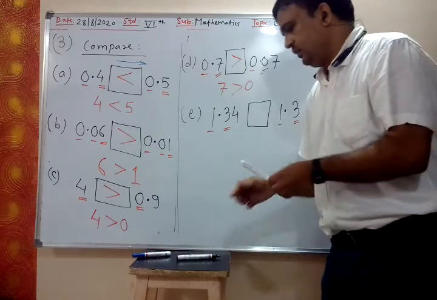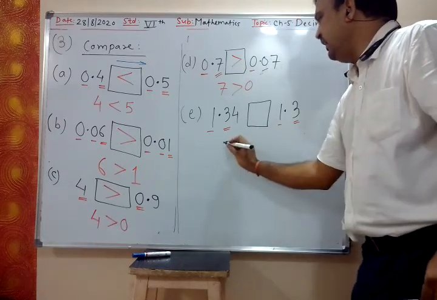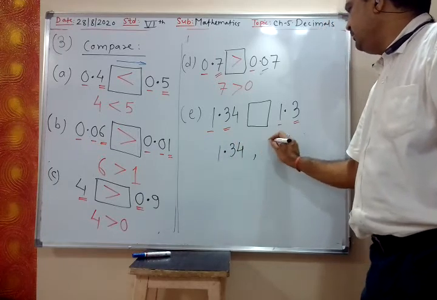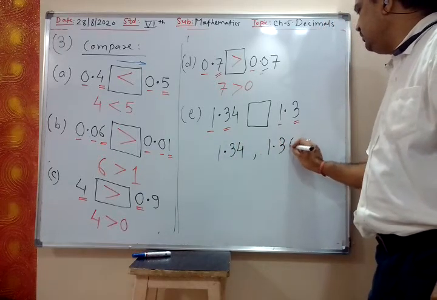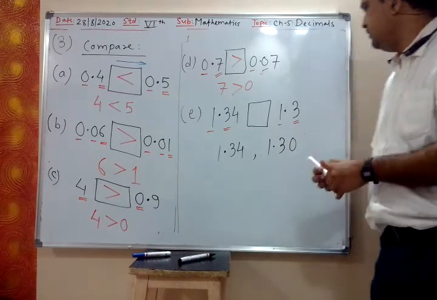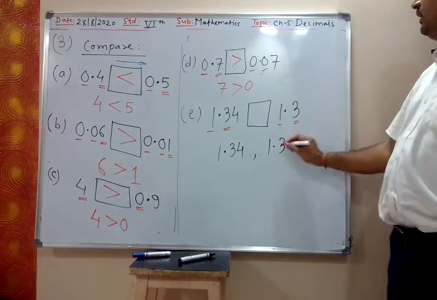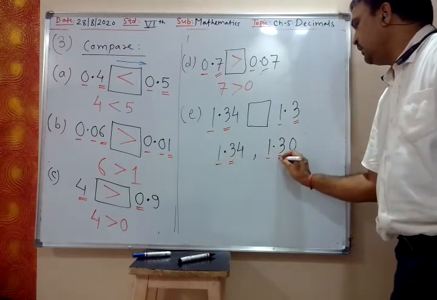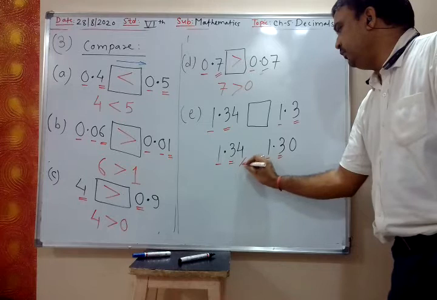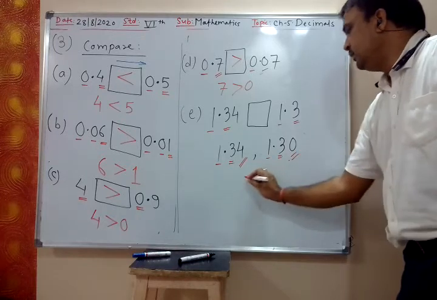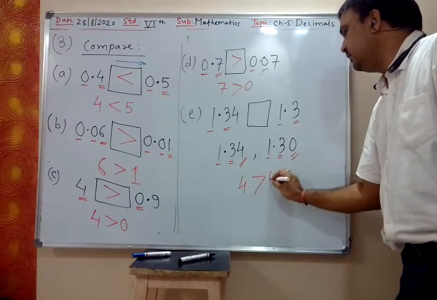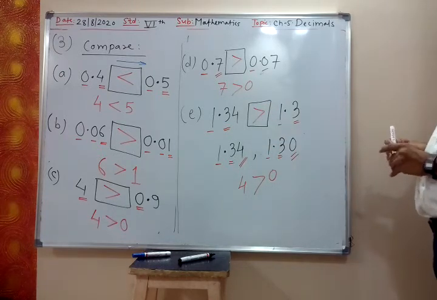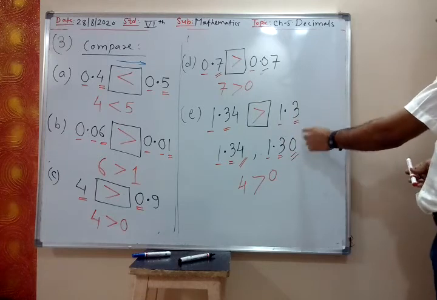So what will I do? I will convert this into like decimals. See here, 1.34 and 1.3. By writing 1.30, this 1.3 I can write as 1.30. 1 is same as 1, 3 is same as 3, and this is 4. Now we have 4 and we have 0. So 4 is greater than 0. So 1.34 will be greater than 1.3, because 1.3 I can write as 1.30.